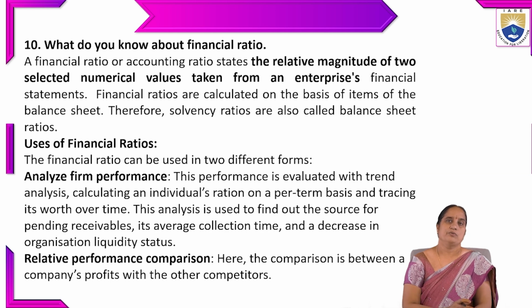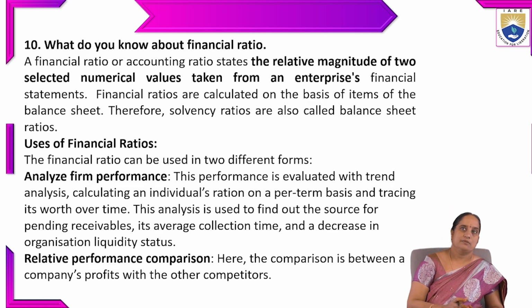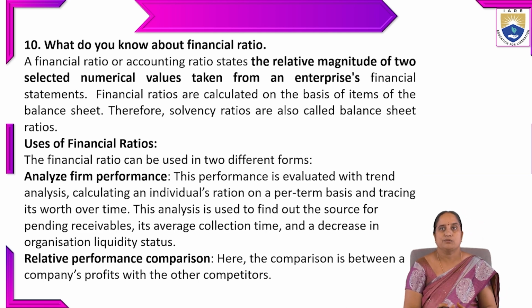Then, what do you know about financial ratio? A financial ratio or accounting ratio states the relative magnitude of two selected numerical values from an enterprise's financial statements. Financial ratios are calculated on the basis of items of the balance sheet. Therefore, solvency ratios are also called balance sheet ratios.